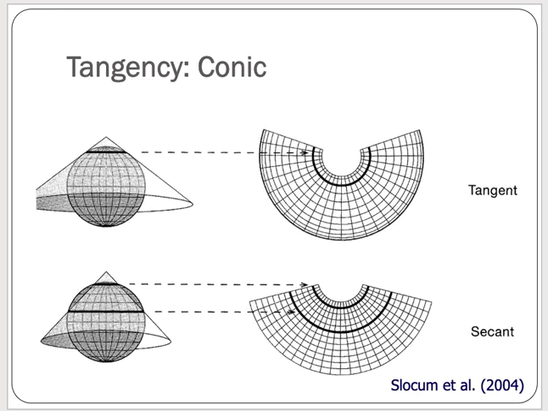And again, for conic surface projections, you could either have a tangent case or a secant case. And for the tangent case, we could see there is one standard line, and this is the line of contact between the projection surface and the Earth. And then you have two standard lines in this example.